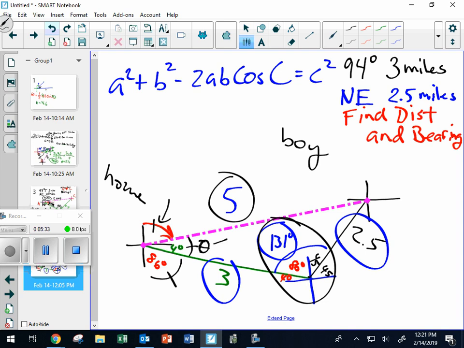So now, final answer. This angle, please pay attention. I don't want the final answer. I want this angle right here. This angle was what?